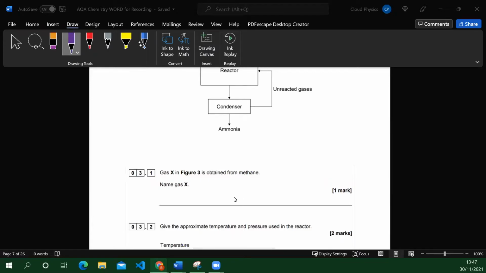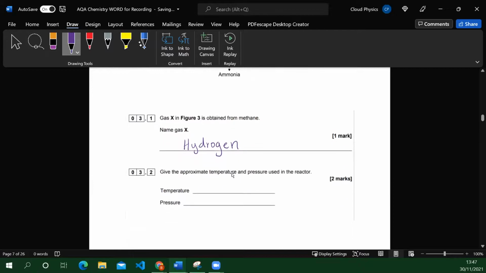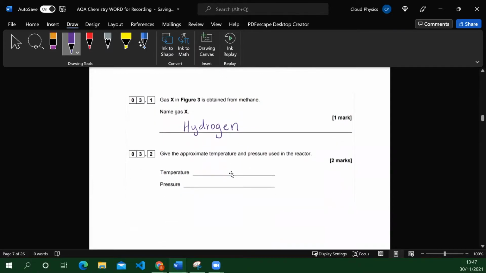So name gas X. So you probably all straight away write down hydrogen. It's the same answer. Hydrogen has been a bit of a star so far in this paper. It's come a few times already, hydrogen. Okay. So give the approximate temperature and pressure used in the reactor.